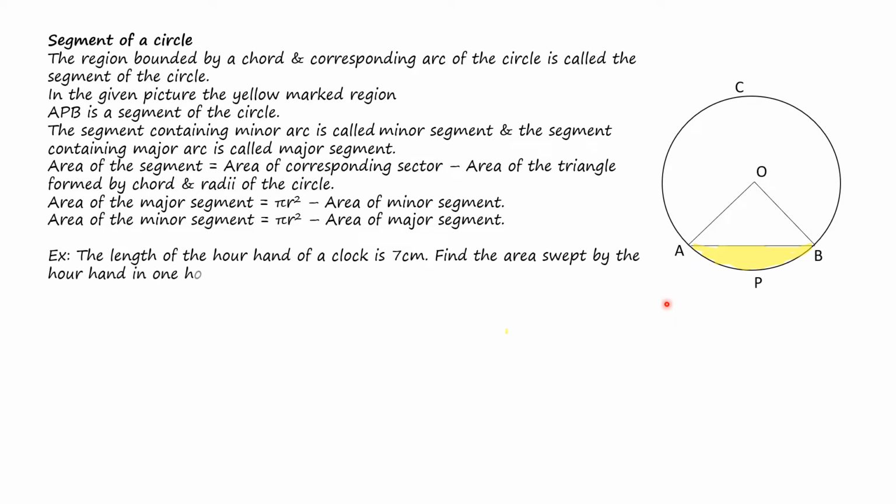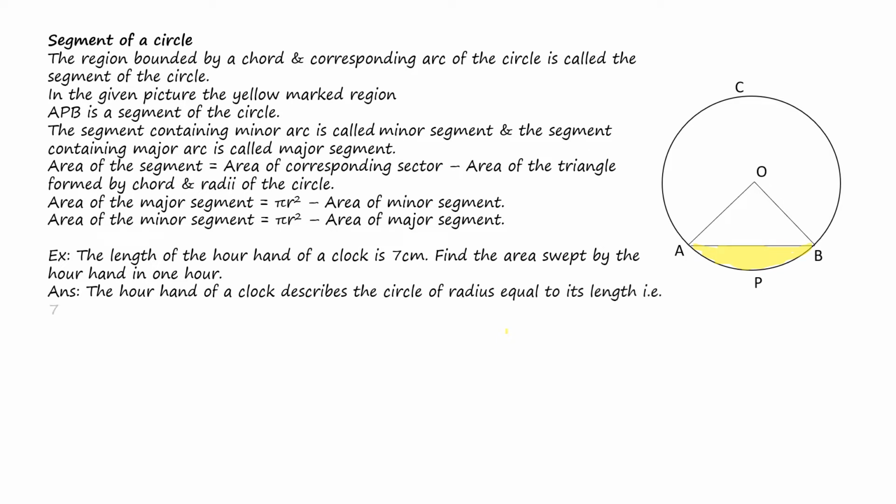The length of the hour hand of a clock is 7 cm. Find the area swept by the hour hand in 1 hour. The hour hand of a clock describes a circle of radius equal to its length, that means 7 cm, in 12 hours. Why in 12 hours? Because the hour hand makes a complete rotation in 12 hours. So once it completes one rotation, that will represent a circle. And what is the radius of the circle? It is 7 cm, which is nothing but the length of the hour hand.